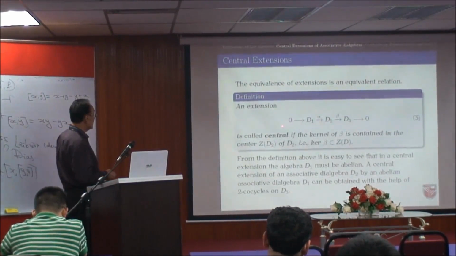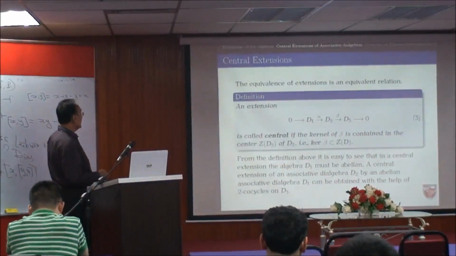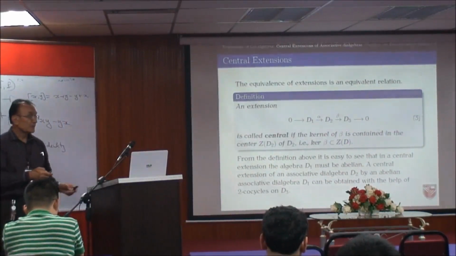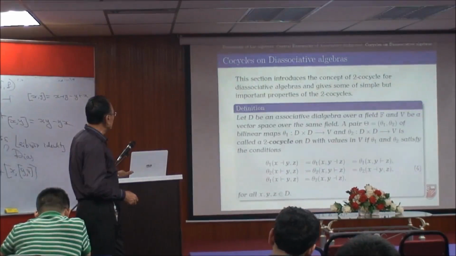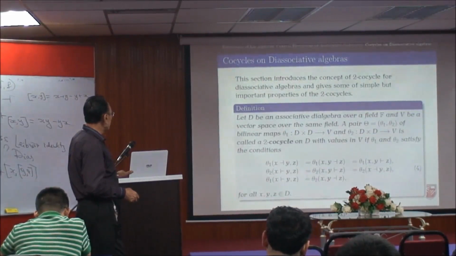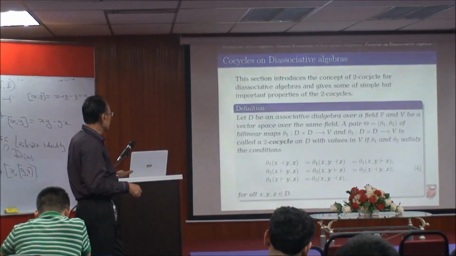This is an extension. This central extension means the center of D2 must contain the kernel of beta, or must be D2. So central extensions are closely related to the second cohomology group. Let me now start to define the cohomology group of a diassociative algebra, the second cohomology group, by using some coboundaries.